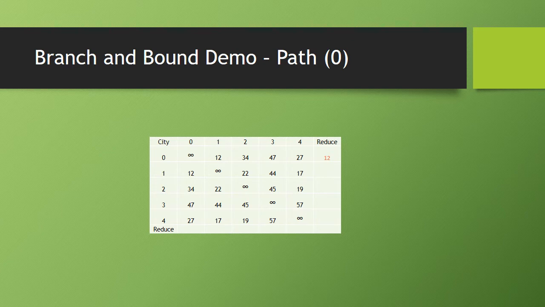So now our first step in running the branch and bound algorithm is to reduce this adjacency matrix. Reducing the matrix means that each column and each row will have at least one value that's equal to 0. And if there isn't one value or more in each column or row that equals 0, then we will reduce it by the minimum value in that row or column.